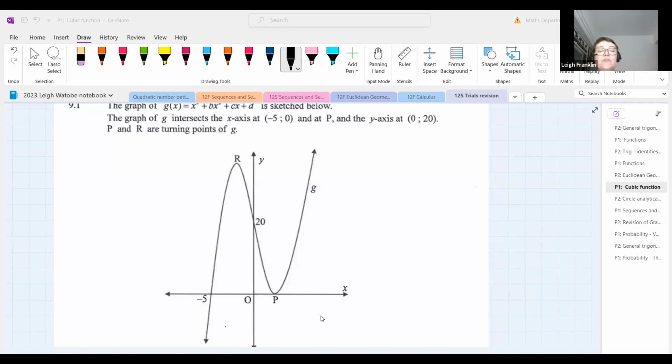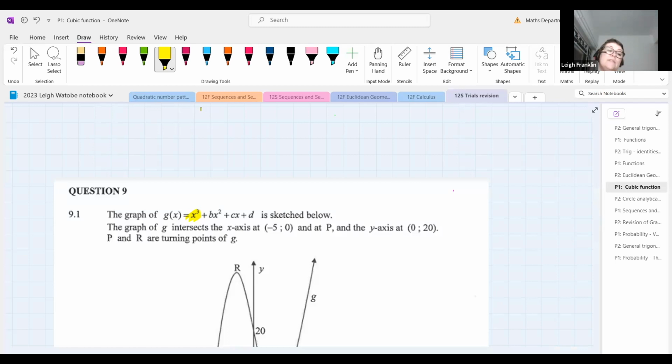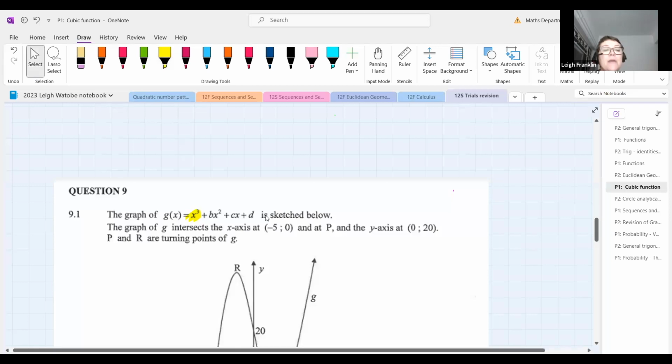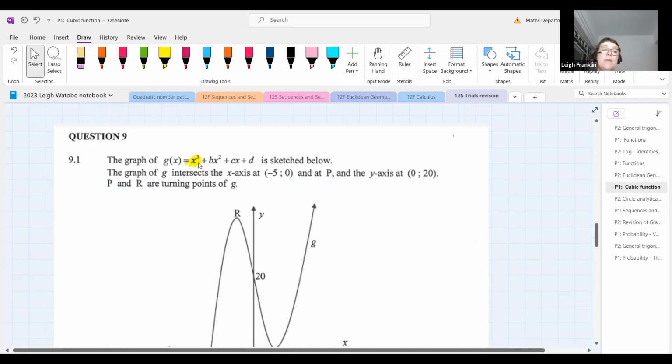What I want to point out to you before we get started is that they have told us something about the shape of the graph. They've told us that in front of the x cubed, there's a +1. That means the shape of the graph is concave down and then concave up, so we're seeing what we would expect. Remember, the sign of the number in front of the x cubed determines whether the graph is concave down and then concave up, or concave up and then concave down.